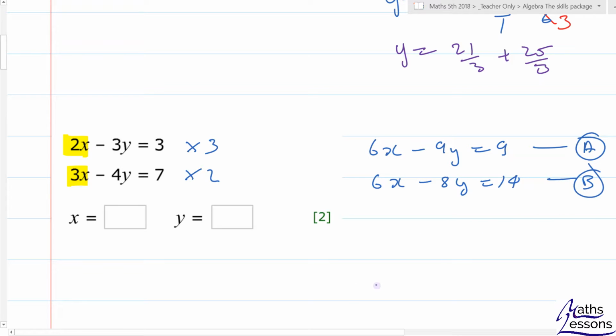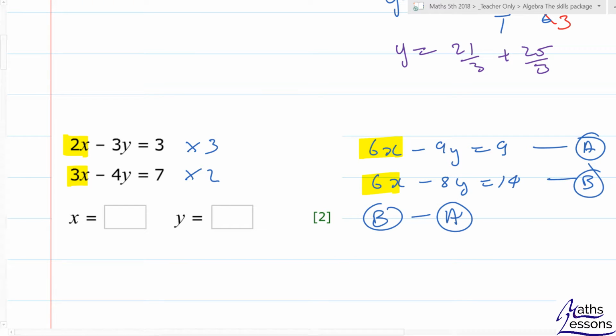And I'm going to subtract the top one from the bottom one because that will leave me positive answers. You have to subtract because these are both the same sign. If they're different signs, then we can add them, but these are the same, so we'll subtract. So we're going to do B minus A.